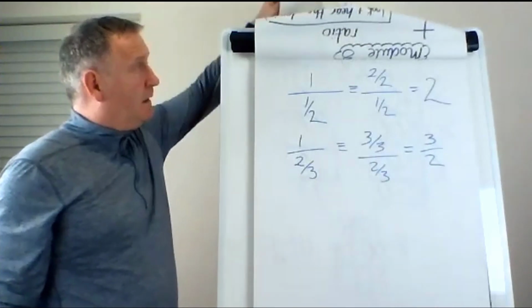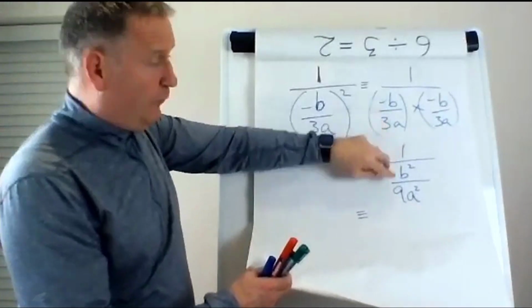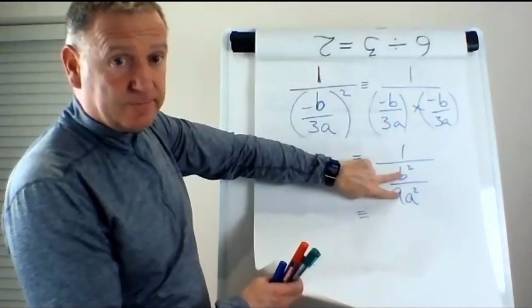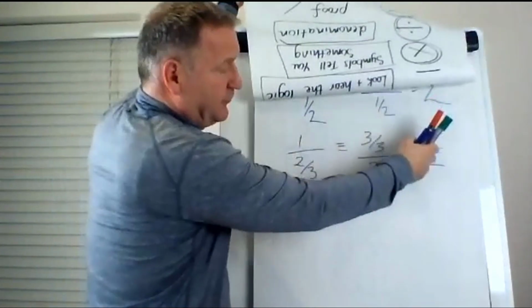Okay? Now look here. This is 1 over this fraction. 1 over that fraction gave me 3 halves.